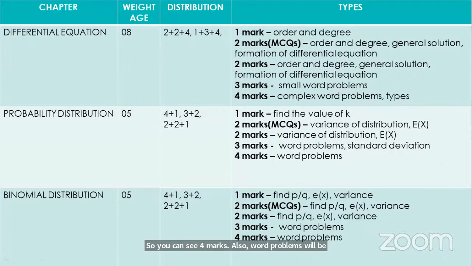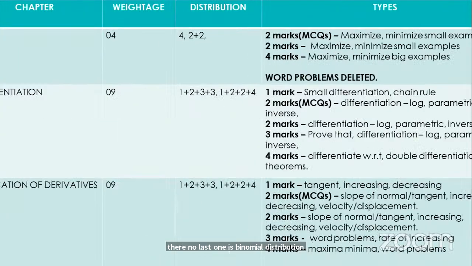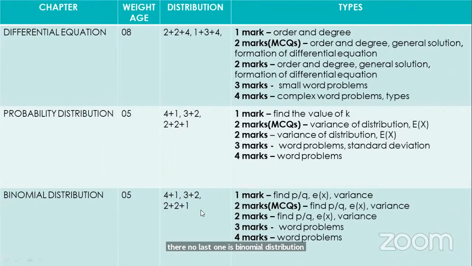Now the last one is binomial distribution, again finding variance, expected value. These type of examples, finding p and q, again word problems for binomial distribution. So now all the details are discussed already, and you just take the screenshot of all these. If you want me to hold any sheet, I am going to hold it for you.